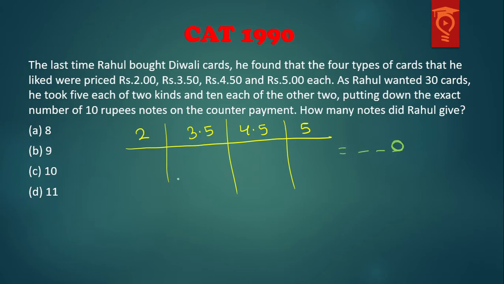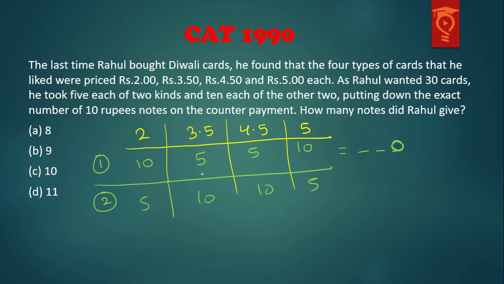Now I think by a little bit of thinking and hit and try, you can understand that there are only two possibilities to check. One, when these two are multiplied by 5 and these two by 10, and the other when these two by 10 and these two by 5. Because otherwise, anything other than these two combinations will leave you the sum of money a non-integer. These are the only two possibilities which give you the sum of money as integer.